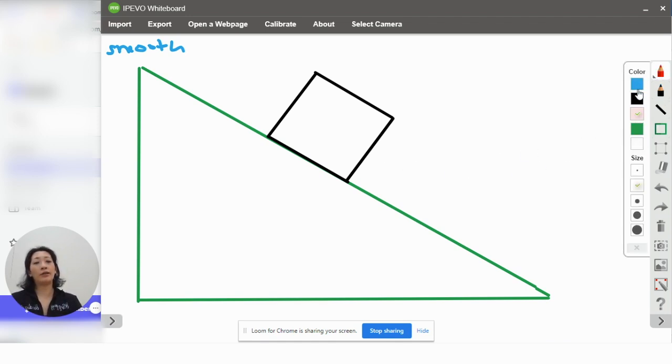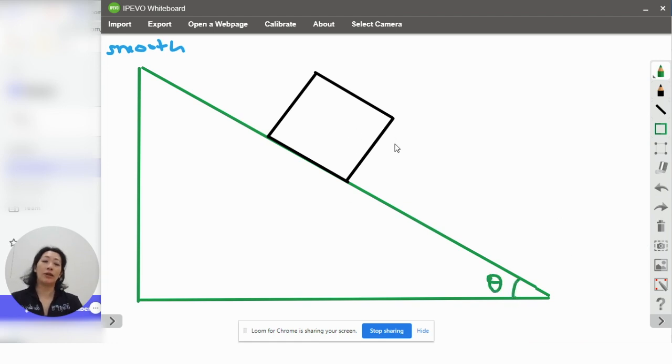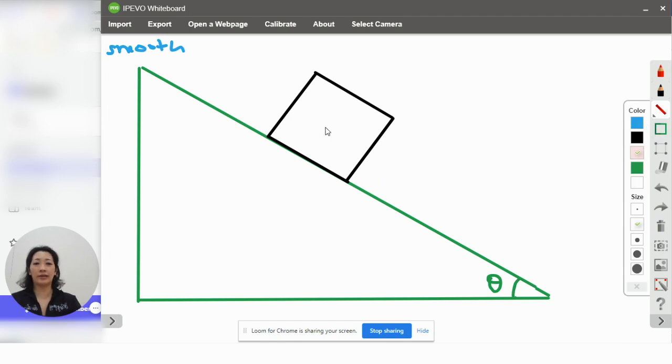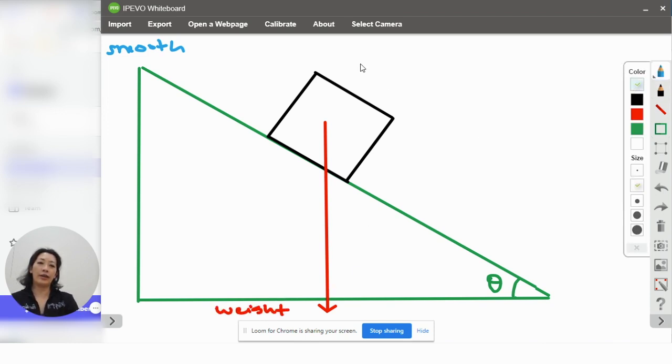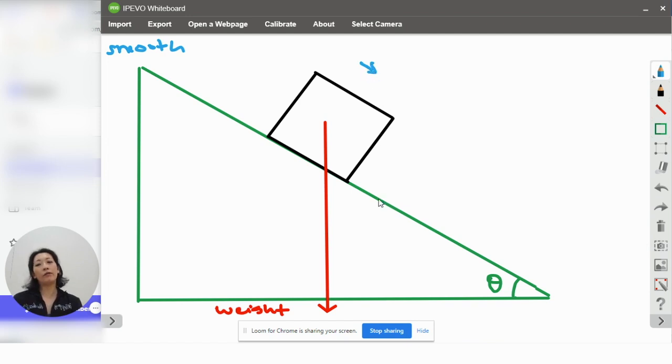Now, as you already know, what makes this object slide down is its weight. The weight line is always going to act downwards towards the center of the earth. So I'm going to label this as weight. Now, if the object is going to move in this direction, you need to find the force that's acting in this direction. And what you need to do is resolve the forces.